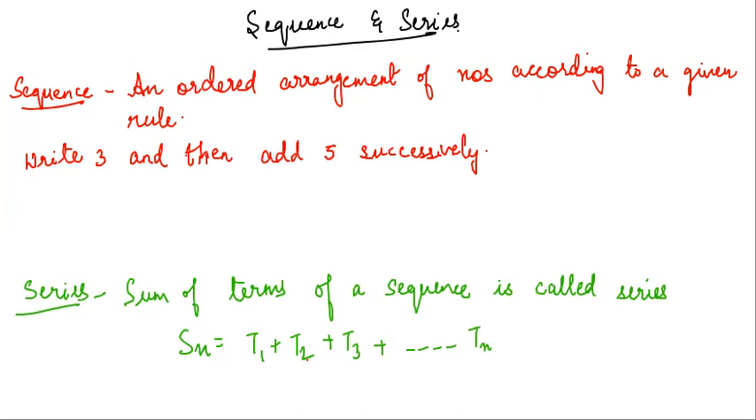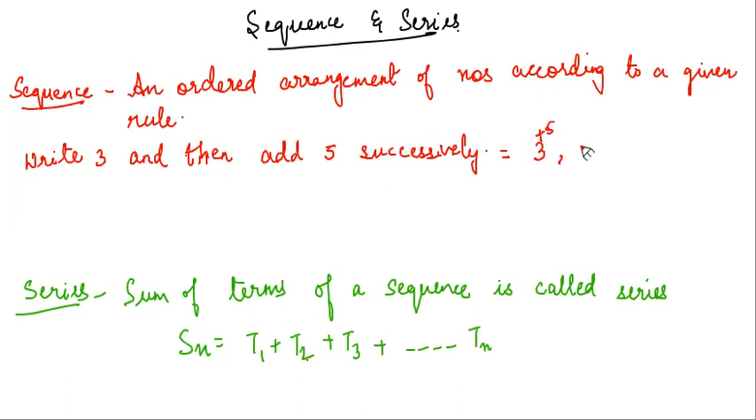So basically, a sequence is an arrangement of numbers according to a specific rule. For example, if I consider a rule, write 3 and then add 5 successively. So here, my first number is 3, and then I need to add 5 successively.